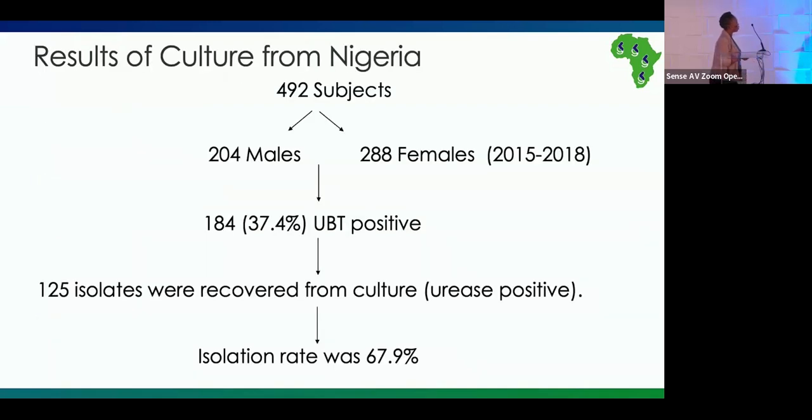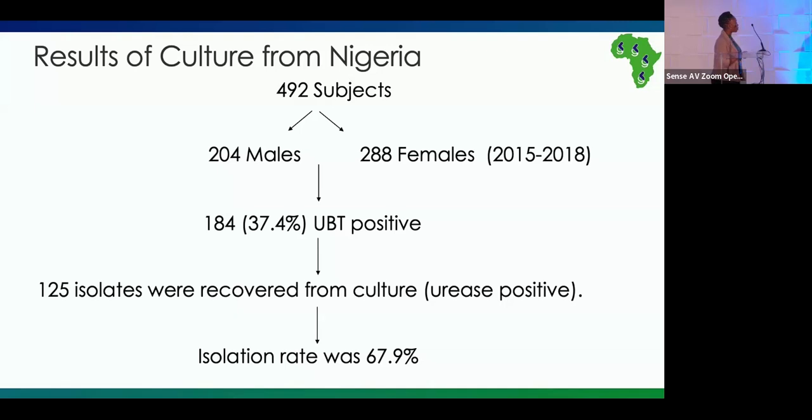I present the results of culture from Nigeria between 2015 and 2018. That's a period of 3 years. About 492 subjects were recruited from different tertiary institutions in Nigeria, and we had their urea breath test done. 184 out of these 492 subjects were UBT positive.